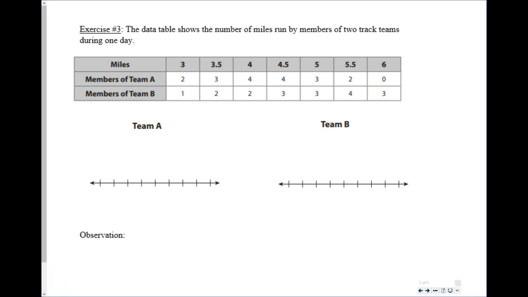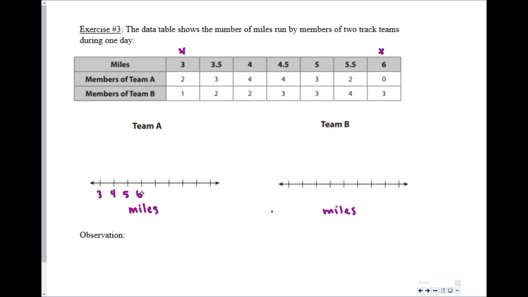So here's a new set of data, and it is showing the number of miles run by members of 2 track teams. Members of Team A ran between 3 and 6 miles. Members of Team B also ran between 3 and 6 miles. When I look at this data set, the thing that I'm measuring is their miles. So when I see my blank scales here, I know that both labels are going to be miles. So I'm going to have miles here, and miles here. Now, to do the numbering, I know that my smallest number is 3 and my biggest number is 6.